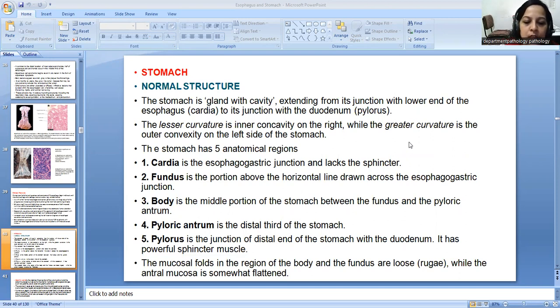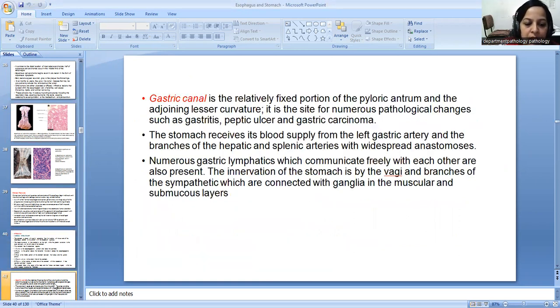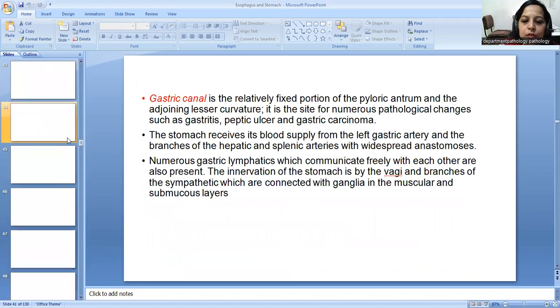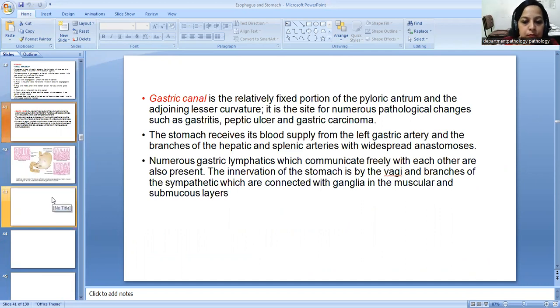This has a powerful sphincter muscle. The mucosal folds in the region of the body and fundus are loose, which are also known as rugae, while the antral mucosa is somewhat flattened. The gastric canal is the relatively fixed portion of the pyloric antrum and the adjoining lesser curvature. It is a site for numerous pathological changes such as gastritis, peptic ulcer, and gastric carcinoma.